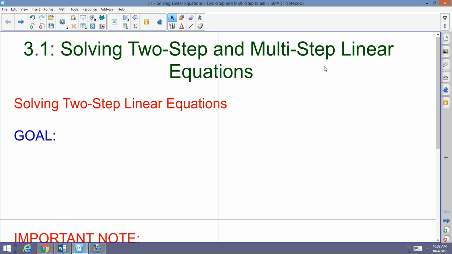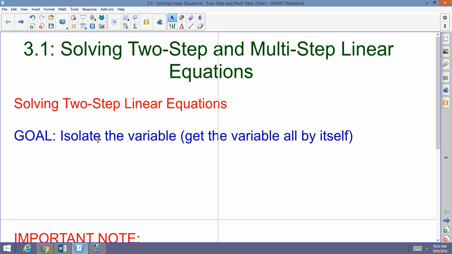Moore's Algebra 2 class. Today we're talking about solving two-step and multi-step linear equations. I'm going to get right to it, and we're going to see some repeated things from last lesson, which was single-step equations, because the goal is always the same, okay? And the goal, if you remember, is to isolate the variable. Get the variable all by itself.